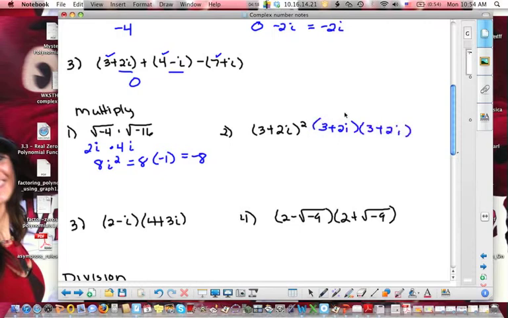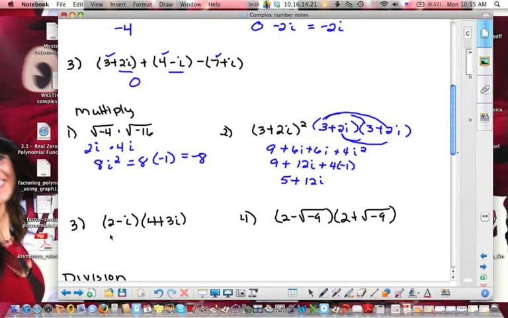Squaring this out, you would FOIL. So 3 times 3 is 9, plus 6i, plus another 6i. And then 2i times 2i would be 4i squared. I can combine the 6i's to get 12i. And i squared is a negative 1, so this becomes a minus 4. So 9 minus 4 would be 5. So my answer is 5 plus 12i.